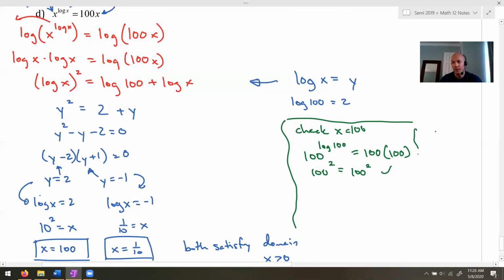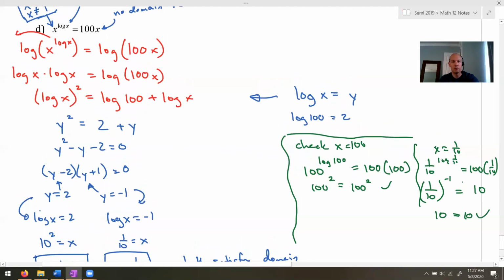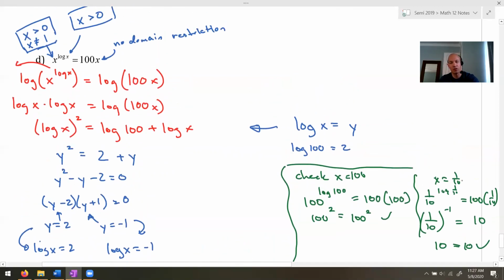And let's check x is equal to 1 over 10. Then what I'm going to do is I'm going to go 1 over 10 to the power of log 1 over 10. Is that equal to 100 times 1 over 10? Well, what is log of 1 over 10? That's the exponent to which you must raise 10 to get 1 over 10. So that is negative 1. 100 times 1 over 10 is 10. And it turns out that 1 over 10 to the power of negative 1 is 10. And that's equal to 10. It checks out. So that's a fun little question. A little bit of a different guy, but that's one of the trickier log ones.